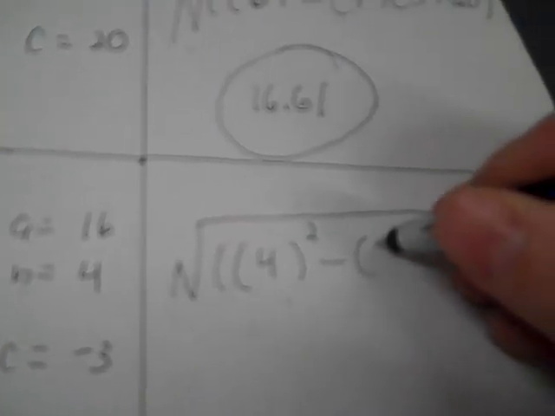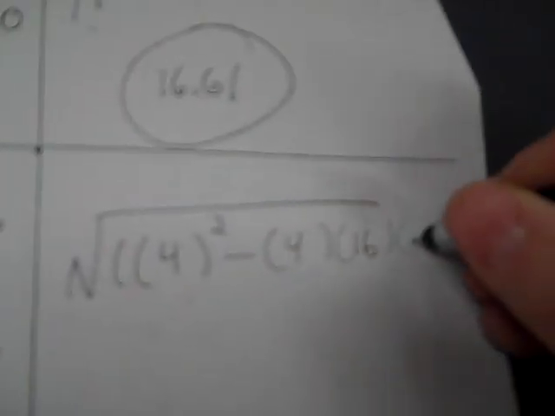Okay. Long square root, double parentheses from the get-go, and then close it, second power. Okay. Minus. Okay. B is 4. And then we always put a 4 here no matter what. Okay, that 4 is part of the thing. A is 16. And C is negative 3.